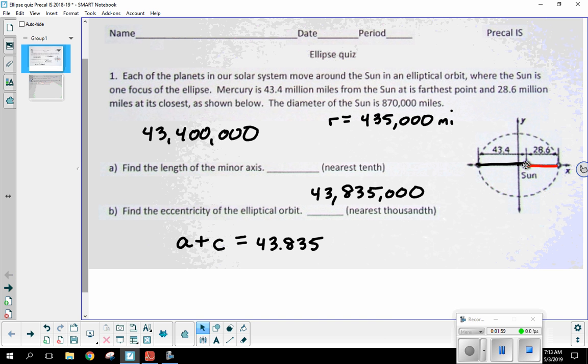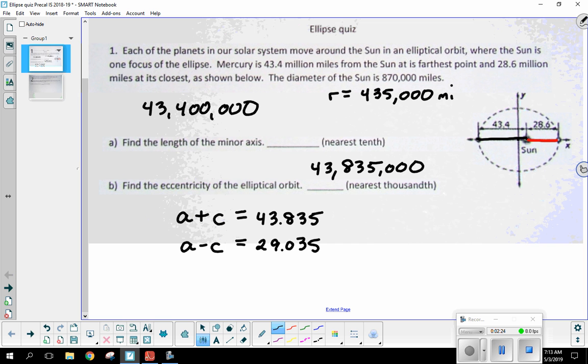Now, if I look at the other side, this distance right here, that is actually A minus C. All right, but I'm going to do the same thing. I'm going to set A minus C equal to 29.035. Now, if you run through the math very quickly, 28.6 is 28,600,000. If I add it to the 435,000, that's where I get 29,035,000. So I just wrote it as a decimal here.